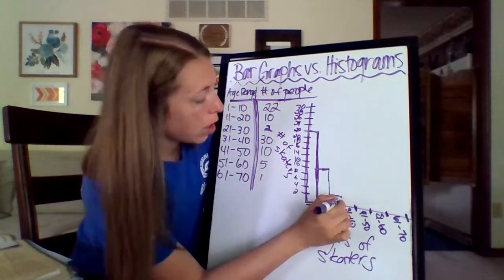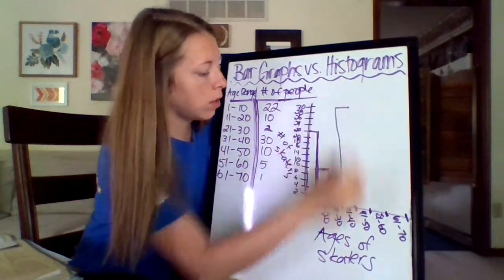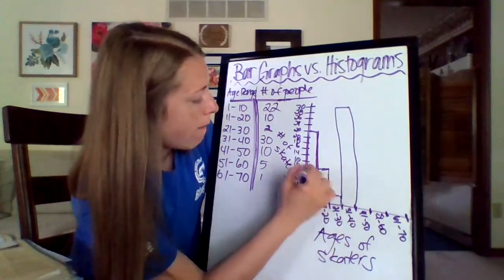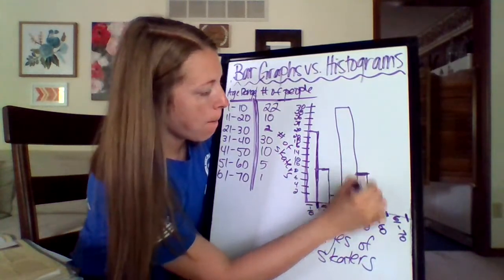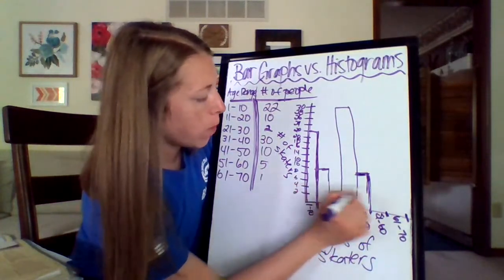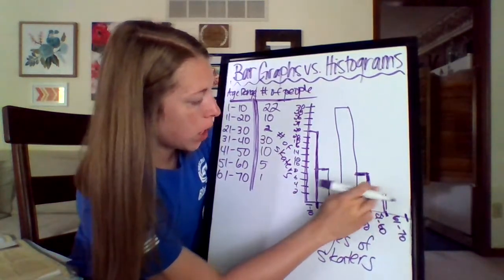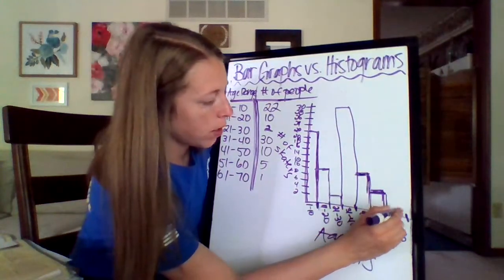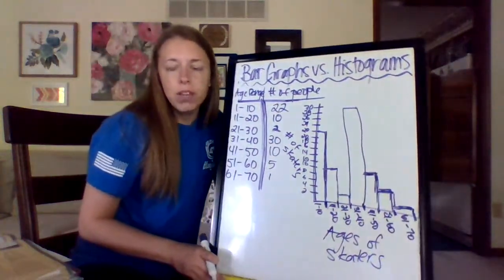31 to 40, 30. Up to 30, that's my tallest one. All the way up to 30 and down. Okay, 41 to 50, 10. There's 10 again. Like that. 51 to 60, I have 5 in between 4 and 6. I make a bar. Maybe that looked a little too high there. Maybe like that. Okay, and 61 to 70, only 1. So I'm barely going up like that and coming down. Okay, so this is a histogram like that.